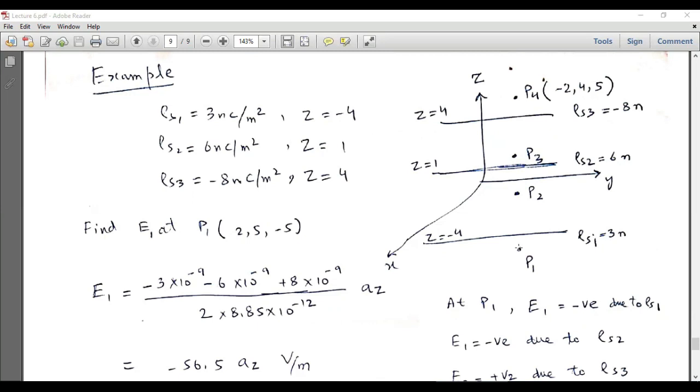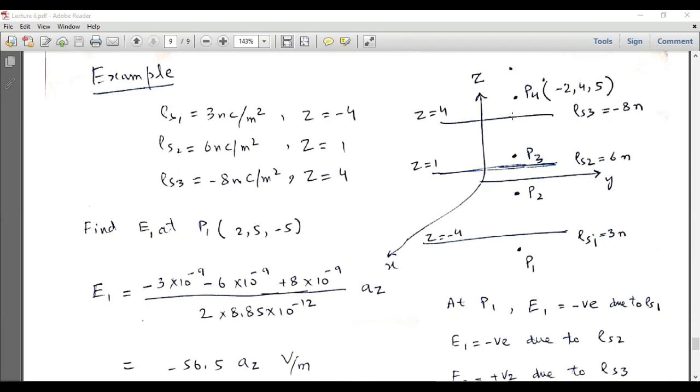So electric field lines always originate away from the source in case of positive charge, and electric field lines move towards the source in case of the negative charge. And since this is a positive charge, the electric field lines will be downward below this sheet and upward above this sheet. Similarly, for this sheet of charge, electric field will be downward below this sheet and upward above this sheet.